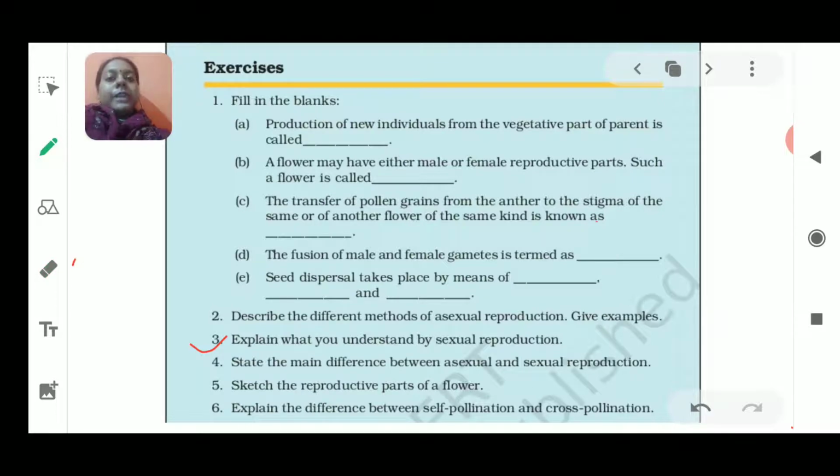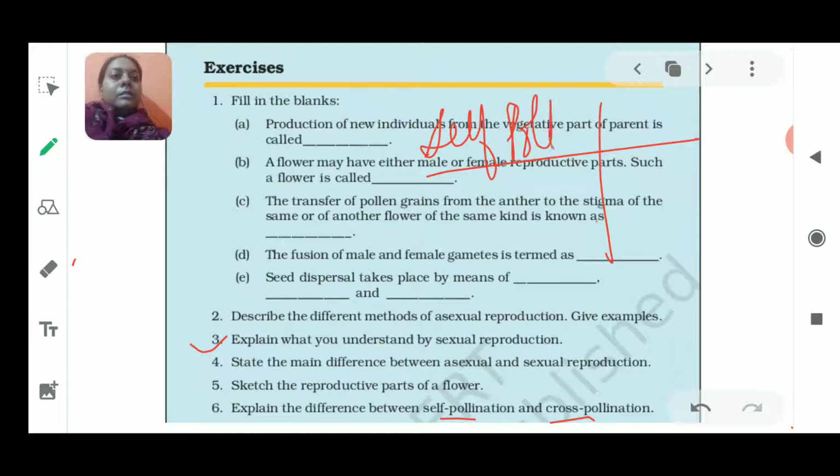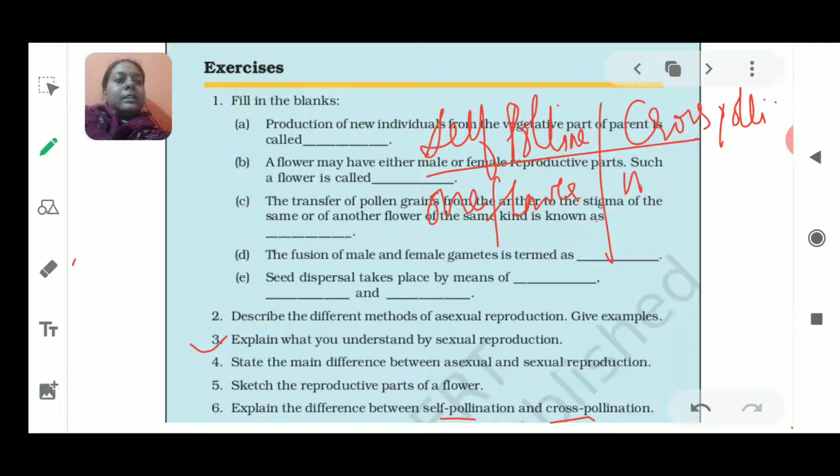Then after that you will write the difference between these two. For that you will divide your page into two parts. In the first part you will write self pollination, then you will write cross pollination. In self pollination, you will first write that only one flower is required. In cross pollination, more than one flower is required, or it could require two, even two plants. So two flowers are required.